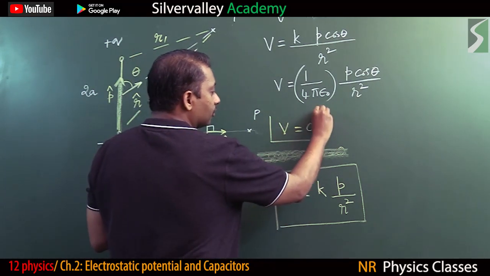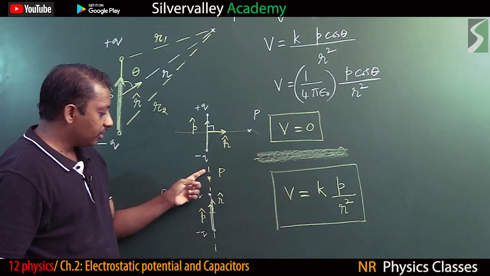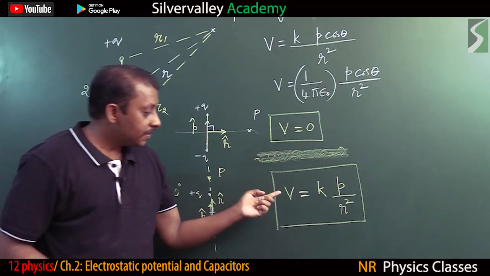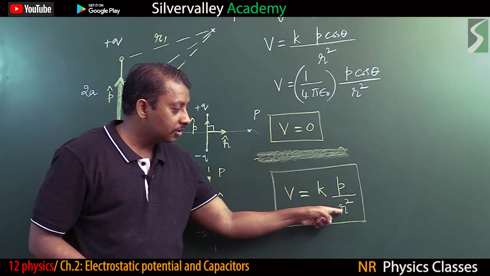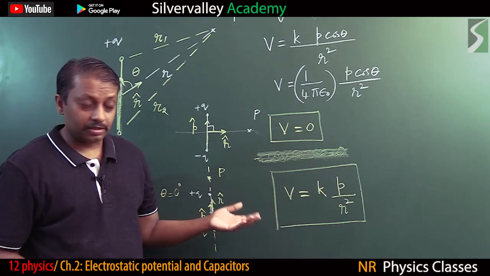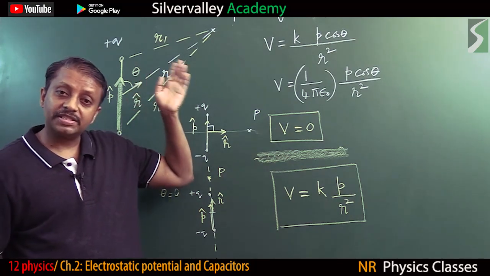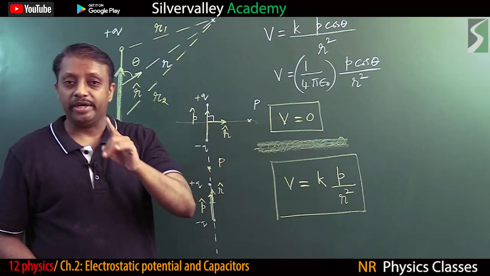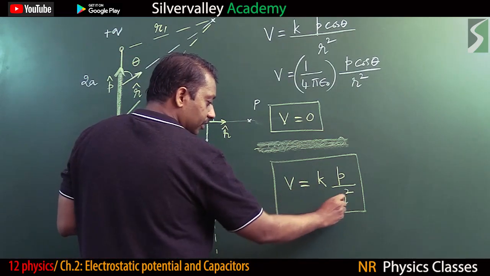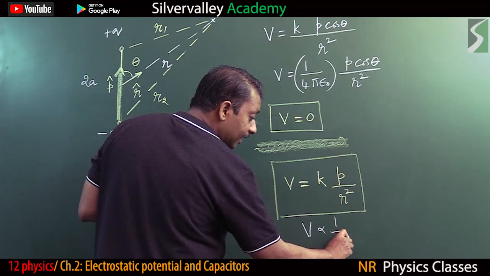Potential at any point on the equatorial plane is 0, but potential at any point on the axis is constant p by r square. Observe one thing, here potential is inversely proportional to the square of the distance, because the condition is different, isn't it? This is potential due to a dipole. Previous case, potential due to a point charge. So this relation is also important. V inversely proportional to r square for a dipole.